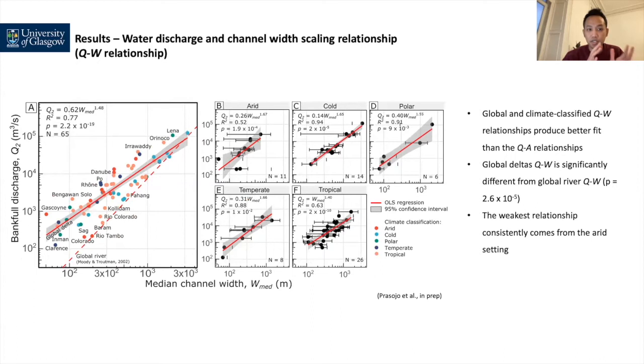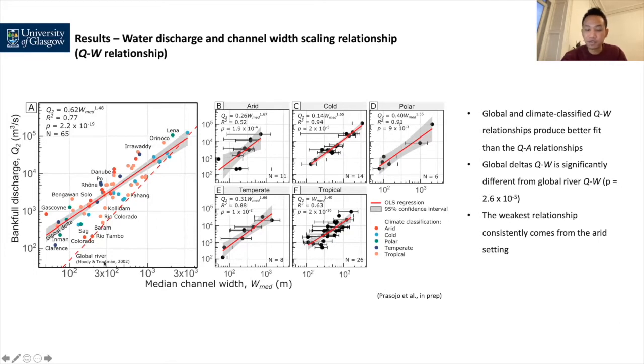When we work on the water discharge and channel width scaling relationship, you may see a more robust scaling relationship here, where you have an R squared equal to 0.77. So statistically, it's quite high. And when we classify them based on the climate, they produce a better fit for each climate. But again, the weakest relationship comes from the arid setting. And when we compare that with the global river QW relationship, the global deltas are significantly different from the river system.